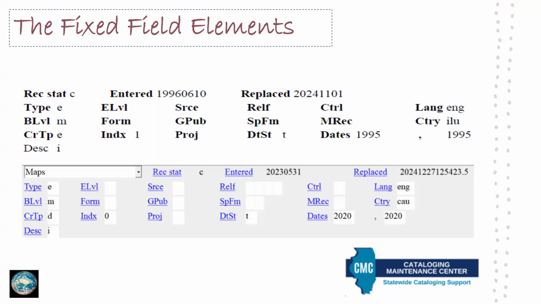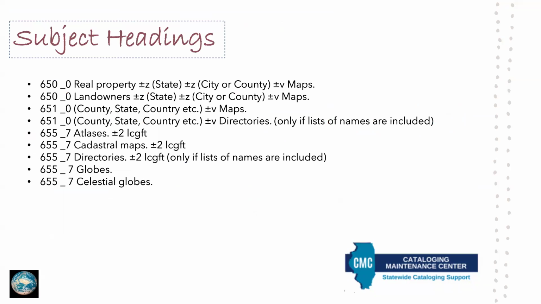All right, and next we'll take a look at some of the subject headings that we might come across or use when we're doing a map or a globe. Here's a short list of common subject headings to use while cataloging cartographic materials. There are many more. Note that directories is only used in the 651 and 655 if the item contains a list of names. This, of course, is going to be more typical of plat books than maps or globes.